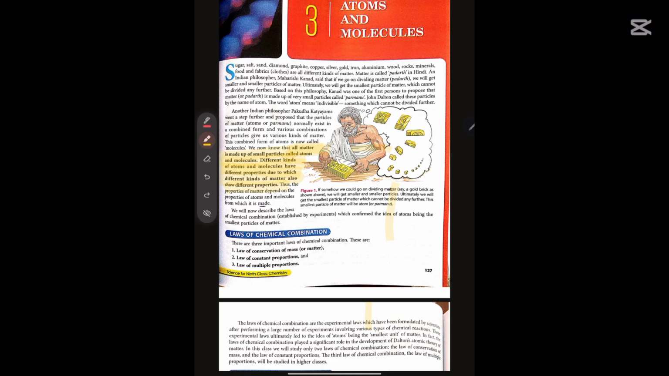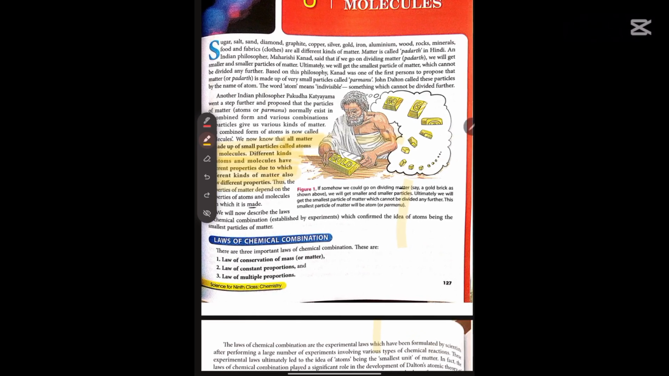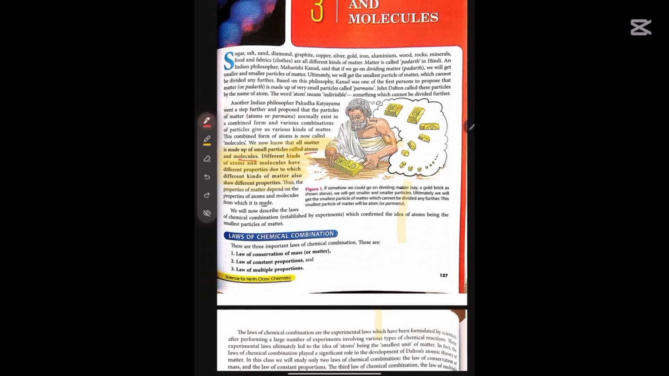This is the unit of atoms and molecules. We need to know what atoms are, what molecules are, since we know what matter is. Matter is anything that occupies space and has mass. So matter is made up of small particles which are called atoms and molecules.